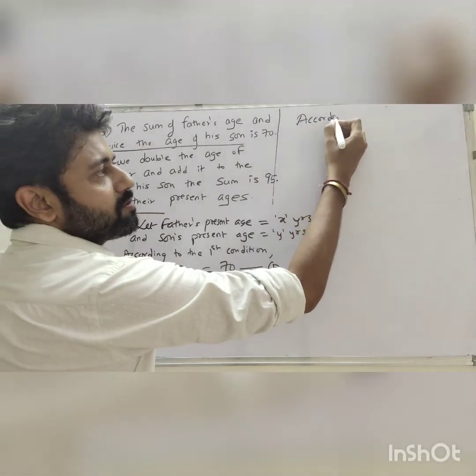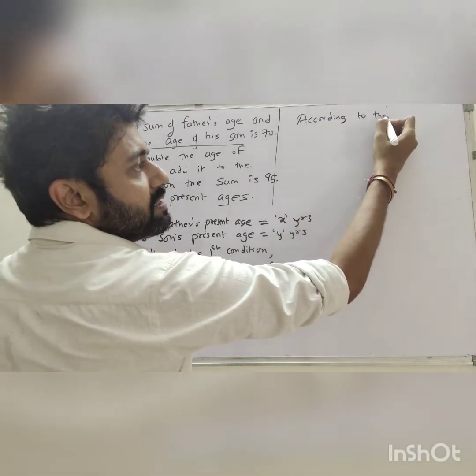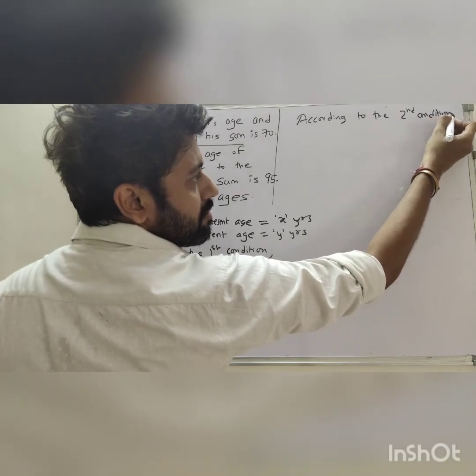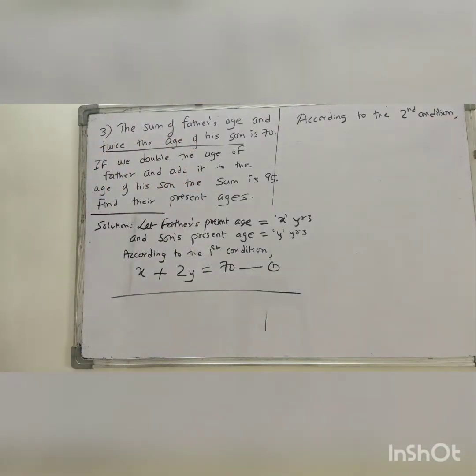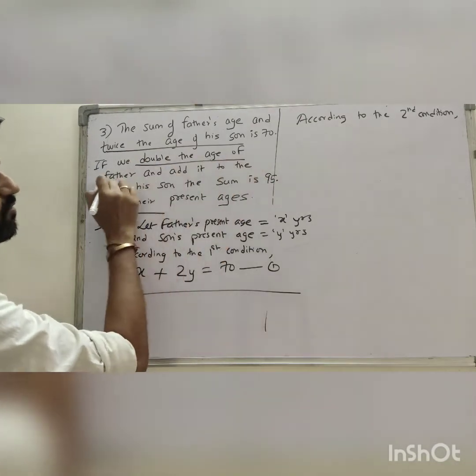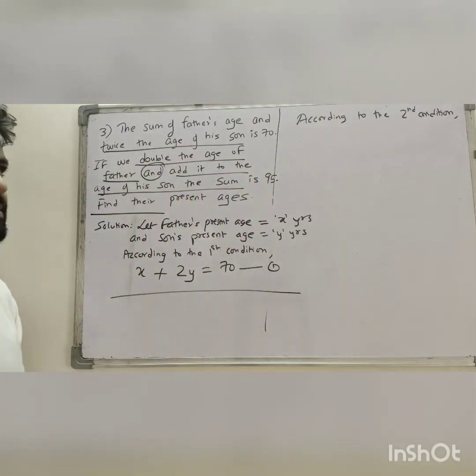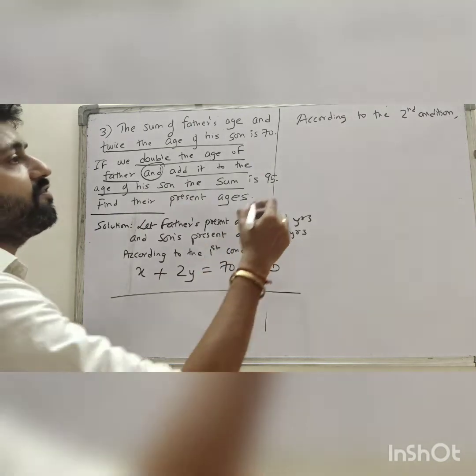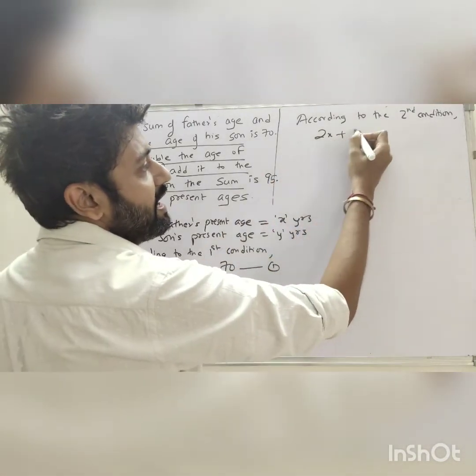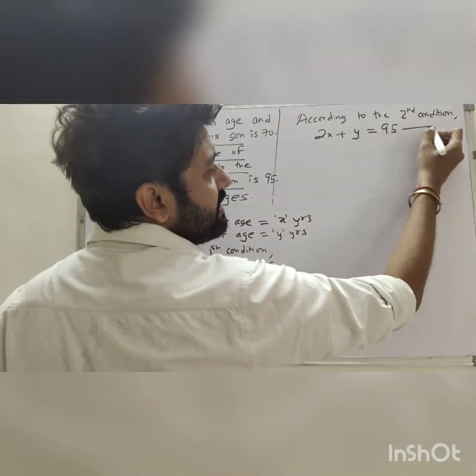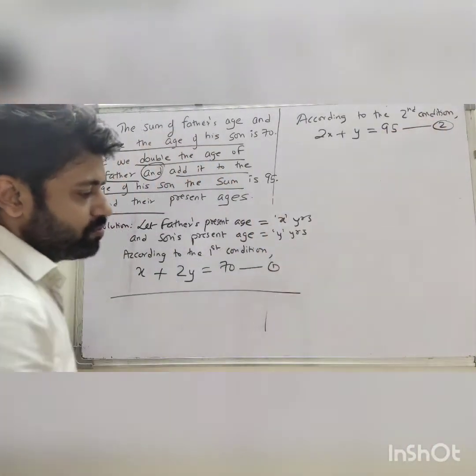According to the second condition, the second condition says that if we double the age of father and add it to the age of his son, if we double the age of father, this time father's age is double and we add it to son, then we get 95. This is equation number 2.